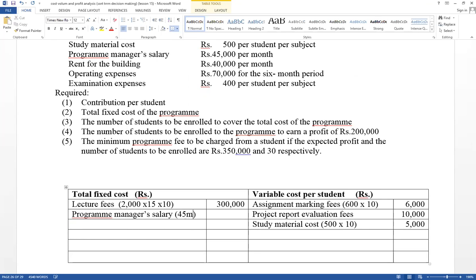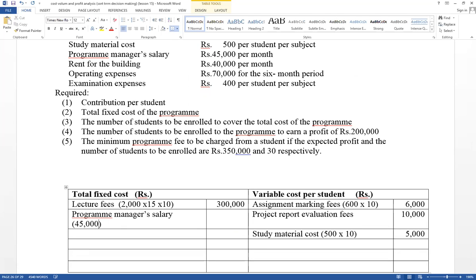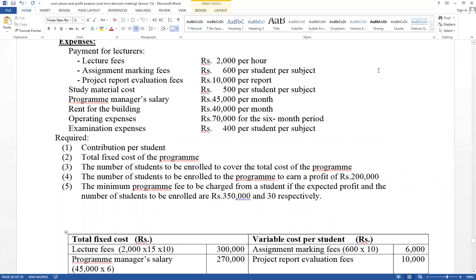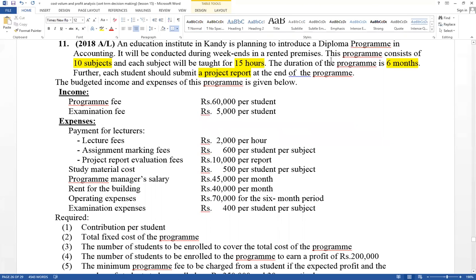45,000 into 6, because the duration of this program is 6 months. Therefore, here 270,000. The total fixed cost should be calculated. Think about the program duration of 6 months.